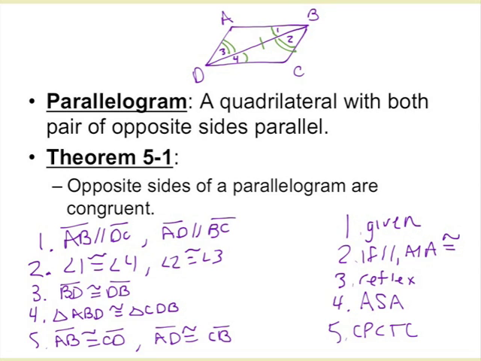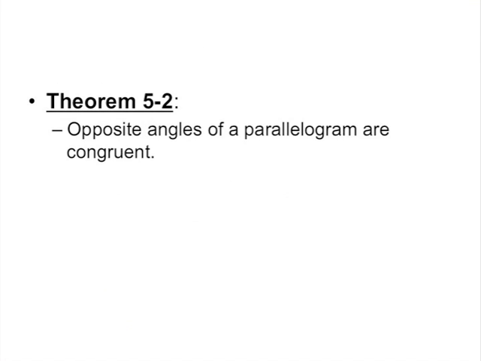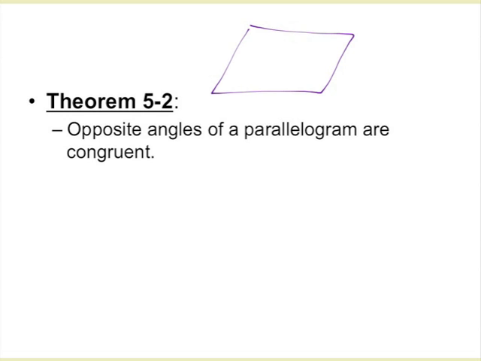So we now know two things about parallelograms. We know that the opposite sides are parallel, and we also know that the opposite sides are congruent. Our second theorem or property says that opposite angles of a parallelogram should be congruent. I'm going to use exactly the same picture as last time. And our proof would actually roll out pretty much the same way.